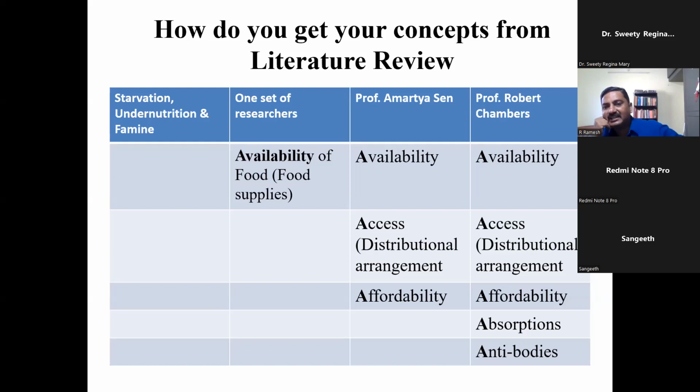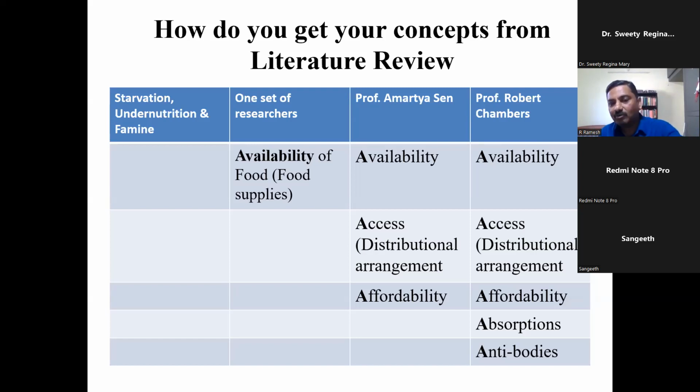And then recently, Professor Robert Chambers has come with two more additions. He is saying it is not only about availability, access, and affordability. He is adding two more to that. He is talking about absorption and antibodies also. And this is going to the nutritional side of it, which I don't want to go into in detail.